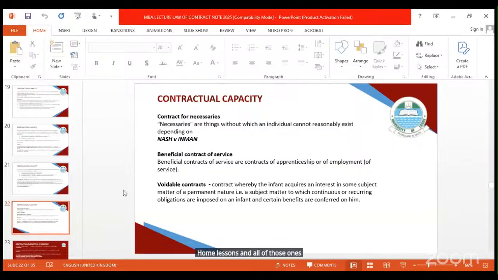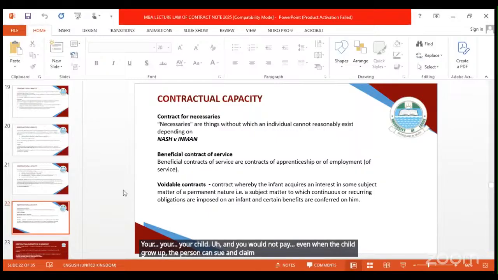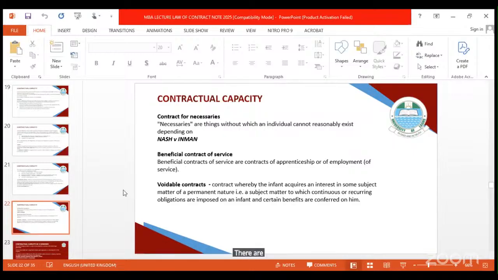If you employ someone for your child, and you do not pay, even when the child grows up, the person can sue and claim all those payments, because these are things that are necessary for the life of the infant, of the child.